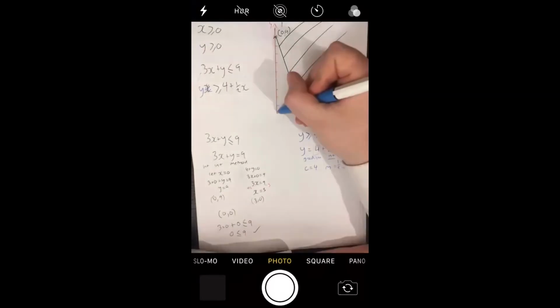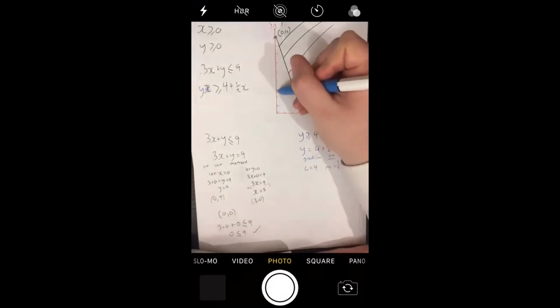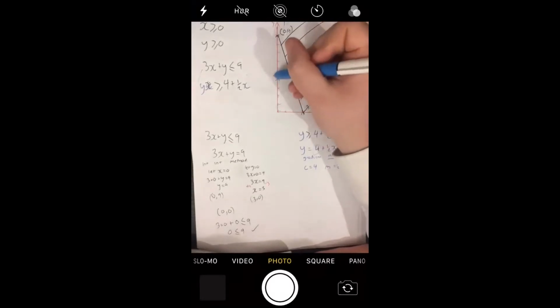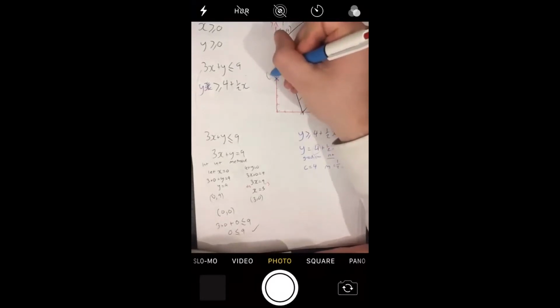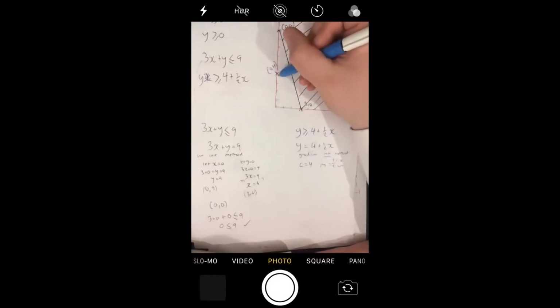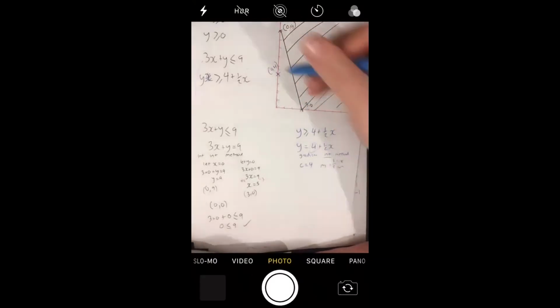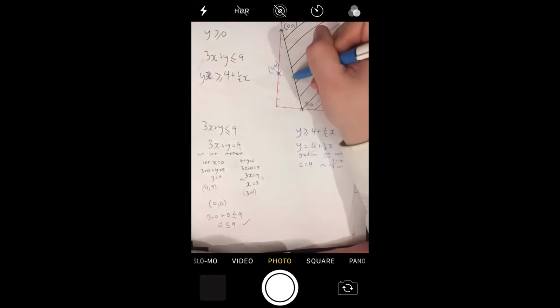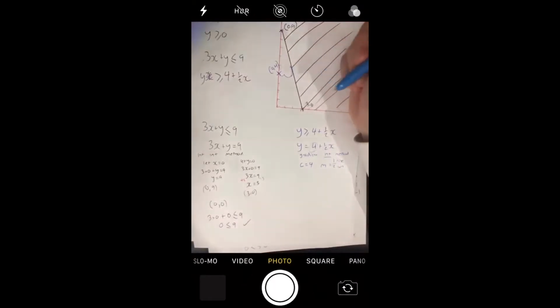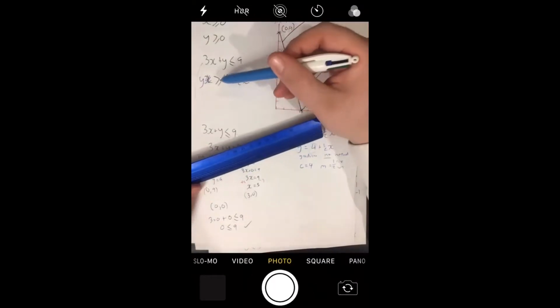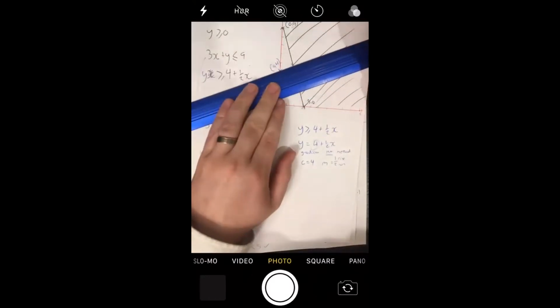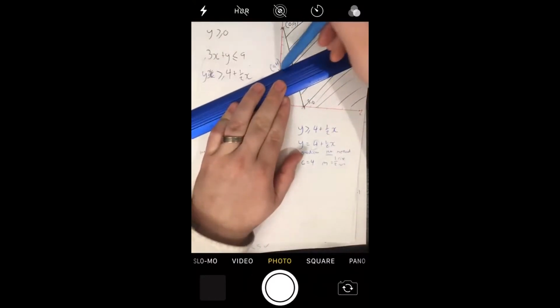So C equals 4. 1, 2, 3, 4. There is 0, 4. And then what we're going to do is run 2 and rise 1. So we go 1, 2, and then we're going to rise 1. So that puts us about here. And then once you've got that point there, you check it's greater than or equal to, so I can do a solid line. I'm going to do a solid line straight through here.